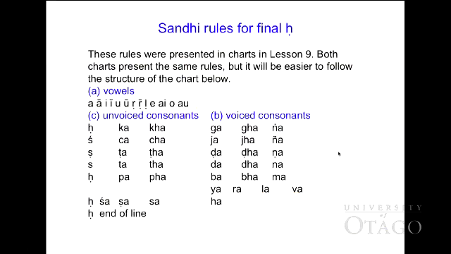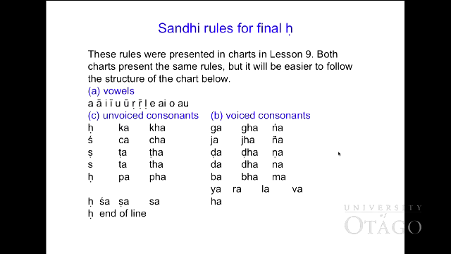Today we study the Sandhi of final visarga (aḥ), the imperfect, active, and prefix. These rules were presented in the chart that we listed in lesson 9.